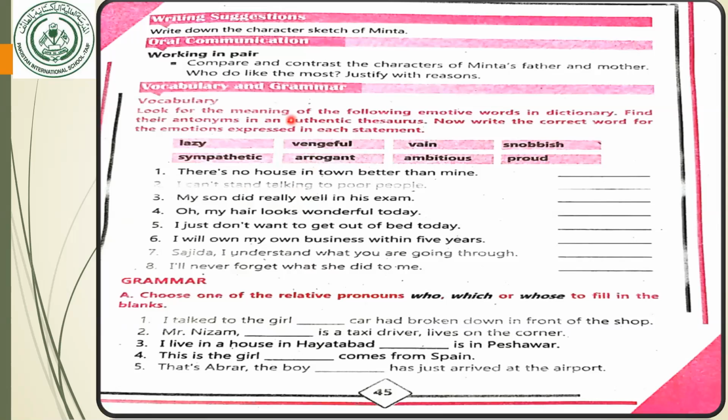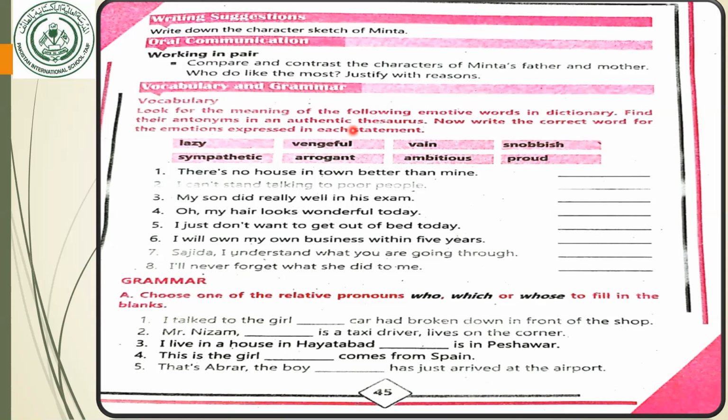Now, dear students, we have a vocabulary over here. Yes, you can see writing suggestion, then the vocabulary. So we can see over here, a few words are given. What we have to do is look for the meaning of the following emotive words in a dictionary, find their antonyms in an authentic thesaurus, and then write the correct word for the emotions expressed in each statement. Lazy, sympathetic, arrogant, vain, ambitious, snobbish, proud, like this. So now you have to get the antonyms of these and then use them in sentences.